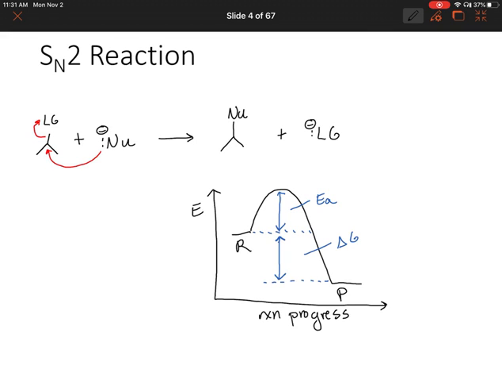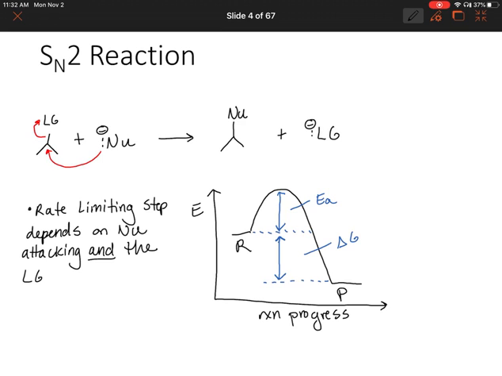Okay, so in this process, the rate limiting step is just the one step that we have, right? And we can see that that one step involves both reactants. So the nucleophile attacked and the leaving group left. So the rate limiting step depends on the nucleophile attacking and the leaving group leaving. So if we write the rate law for this reaction, it would equal a rate constant times the concentration of the molecule with the leaving group times the concentration of the nucleophile.